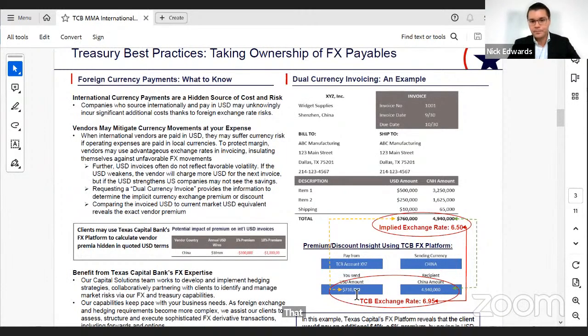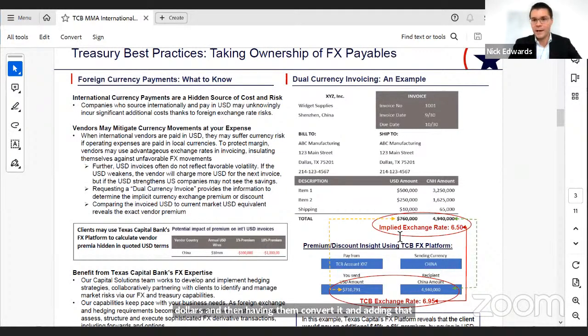So again, comparing the US dollar amount of physically sending that amount of renminbi versus what they were going to ask you just to pay in dollars, you would look at this and say, you know what, it is more advantageous for me to send my supplier directly in currency, as opposed to sending them dollars and then having them convert it and adding that premium to protect themselves.